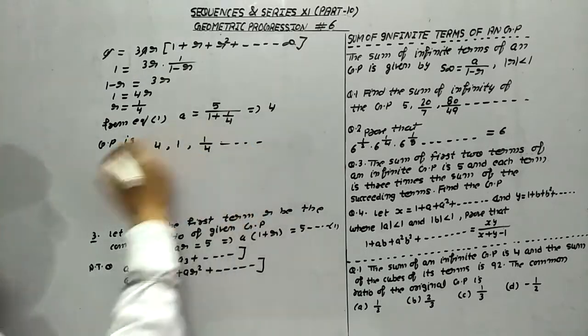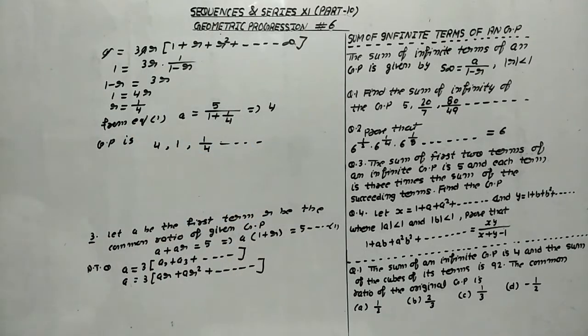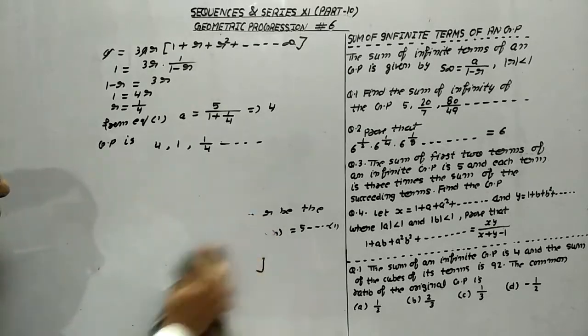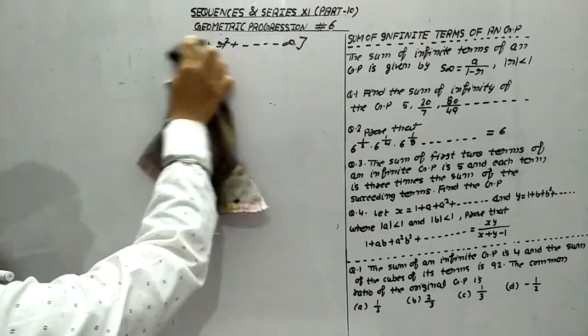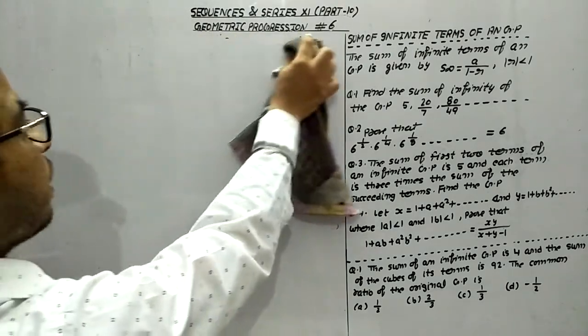So in this way we can give the GP. So these are really very important questions. We only have to draw the conclusion from the question: what is the requirement, and which thing we have to prove using the given conditions.